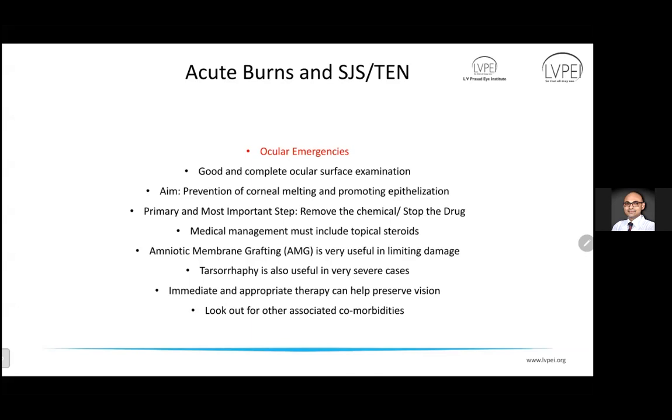Do not underestimate the role of tarsorrhaphy. Like I said, preventing exposure is one of the most common reasons why burns and SJS are badly managed, that exposure is not taken care of. And then all of the other things that I talked about, especially about comorbidities.